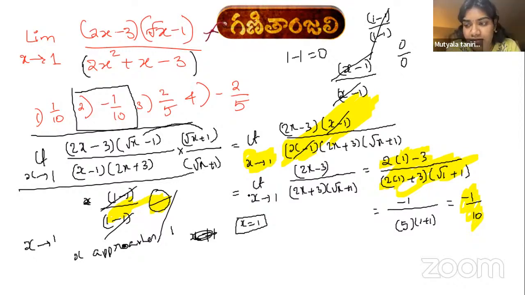So x tends to 1 means x is approaching 1. The value of x is nearly 1. It may be 1.1 or 1.01 or 1.0001 or 0.9 or 0.99, something like that. But we can't say the exact value of x. We can say the nature of x. It is just near to 1.